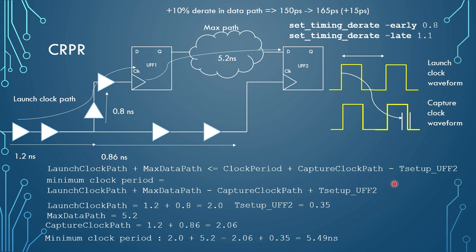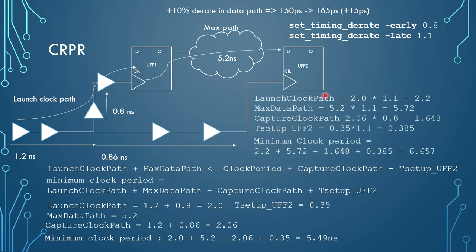Now let us say that we have applied these derate values, that is 0.8 for early path and 1.1 for late path. Now let's see how these values will change. It will be like this. Here you can see that the launch clock path is now multiplied by 1.1, because it is derated by 10%, so it will become 2.2. Then we have the max data path, which also will be derated by 10%, so that becomes 5.72 instead of 5.2.